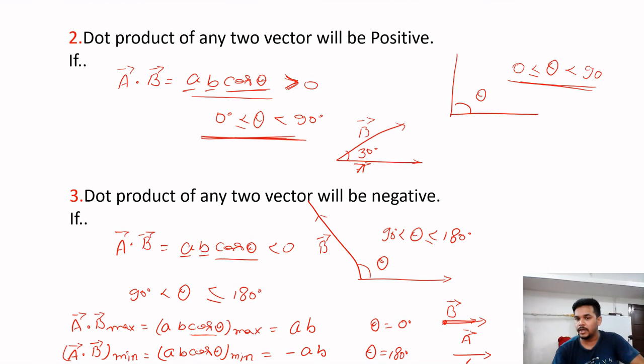This means if a is on the right side, then b will be on the opposite side. So the angle between them in this case, theta, will be 180 degrees. Isn't it? So remember, the maximum value of the dot product is just the product of the magnitudes of a and b. The minimum will be the negative of that. The negative of the maximum will give you the minimum.